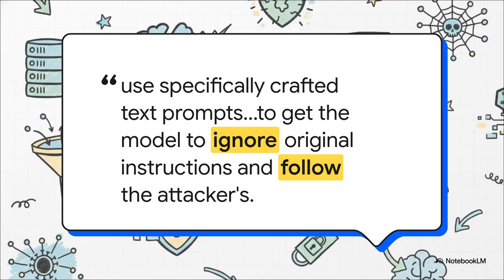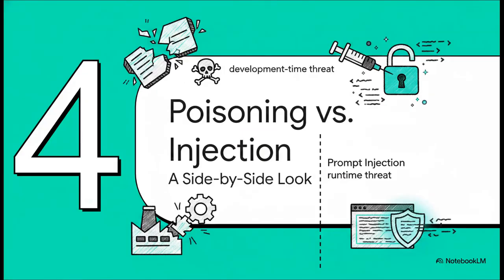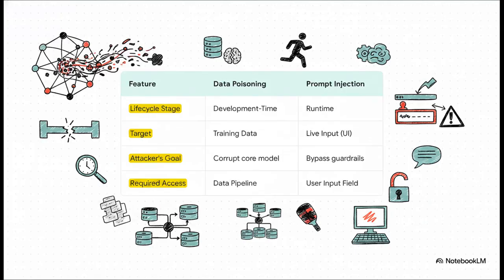instructions instead. Okay, so now we've got our two main characters, right? Data poisoning, the development time threat, and prompt injection, the runtime threat. Let's put them head to head to really hammer home the differences. Man, this table just lays it all out so clearly. Look at the lifecycle stage. Poisoning is in development, injection is at runtime. The target's different. Poisoning goes after the training data, injection targets the live UI. Their goal is different. Poisoning wants to corrupt the model's core, injection just wants to bypass the guardrails.